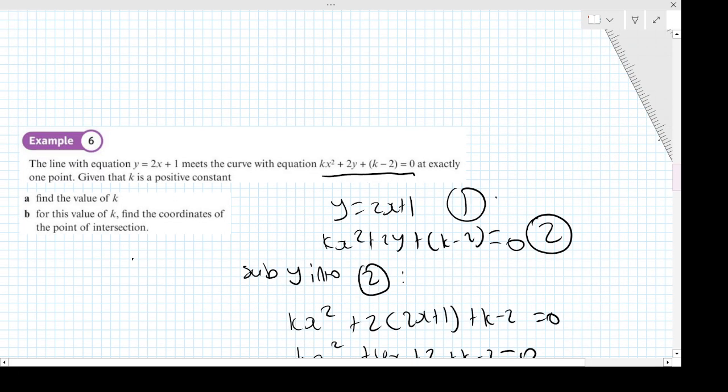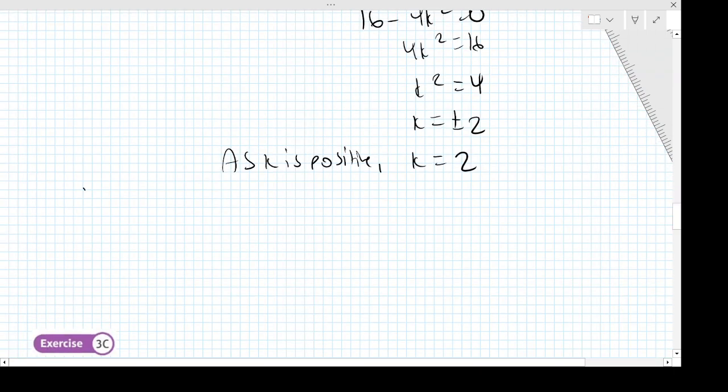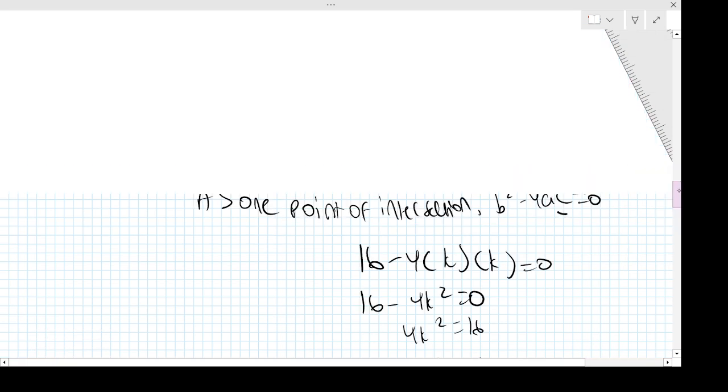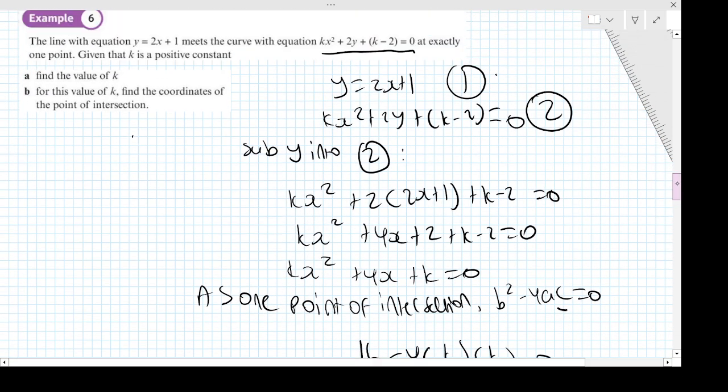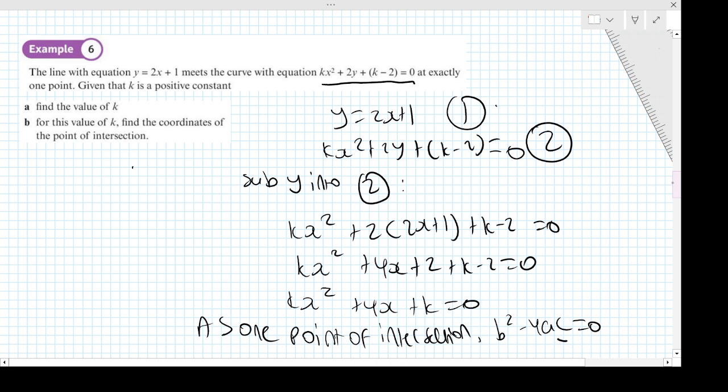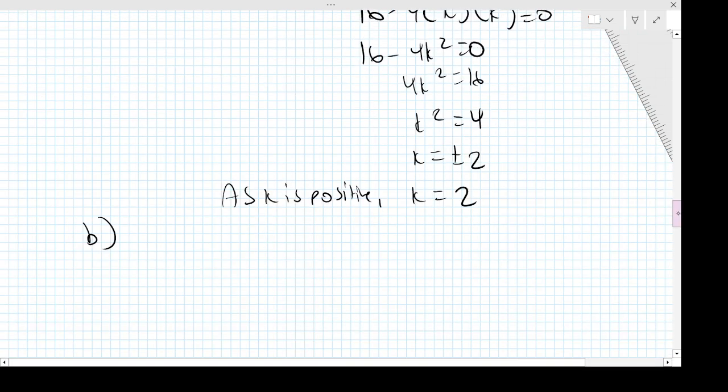Then it says for this value of k, find the coordinates of the point of intersection. So at that point we need to solve, right? Remember that graphically, if two curves cross, that solution is the same as the solution to simultaneous equations. So to find the point of intersection, it's the same as solving the simultaneous equations, and that's what we're going to do.